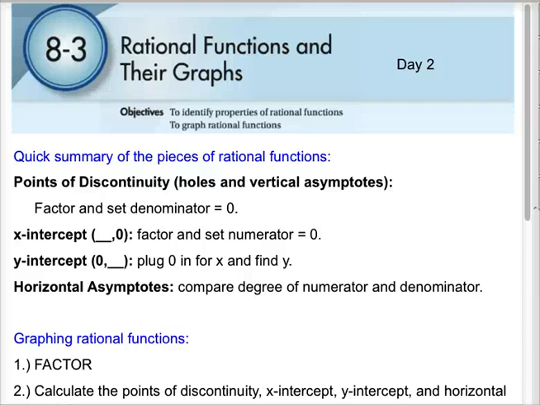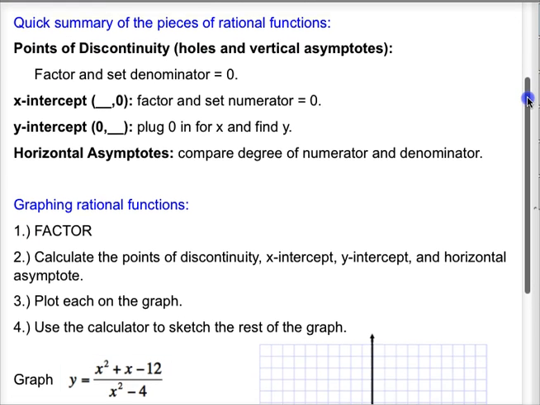Welcome back for our continuation of 8.3. So yesterday we talked about all the pieces to these rational functions. We learned all of the vocabulary. Now we're going to take some time and work on how to combine all this vocabulary together to actually graph these. So just make sure you have a reference.